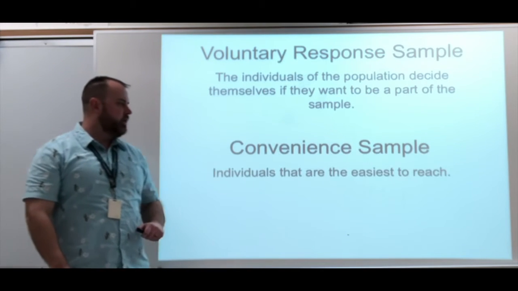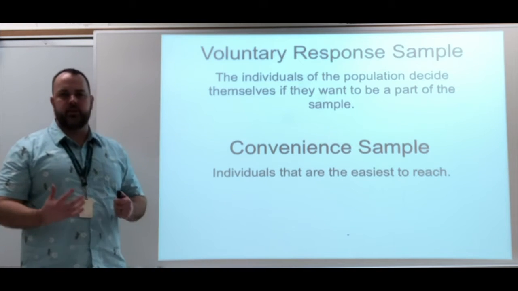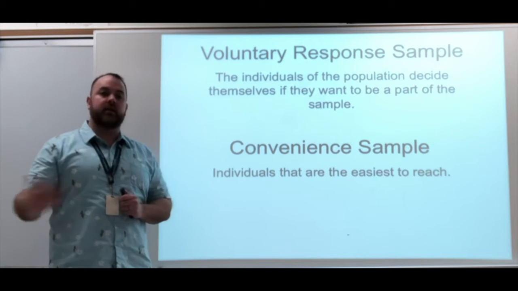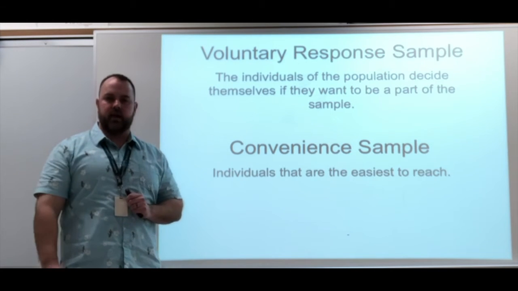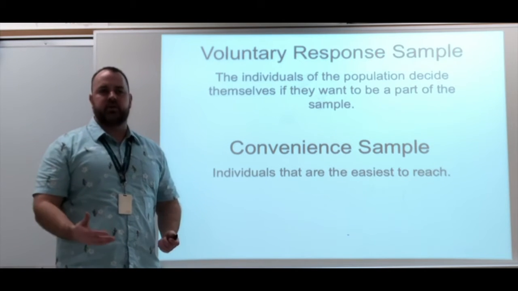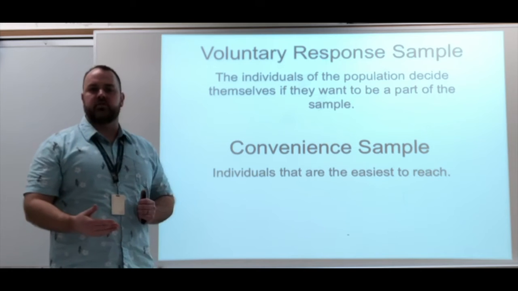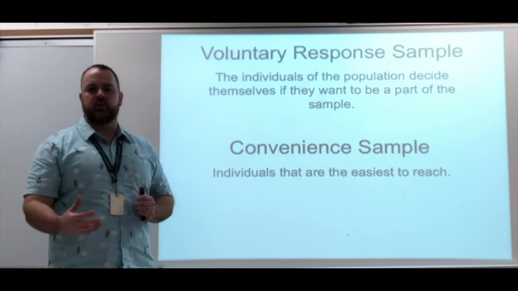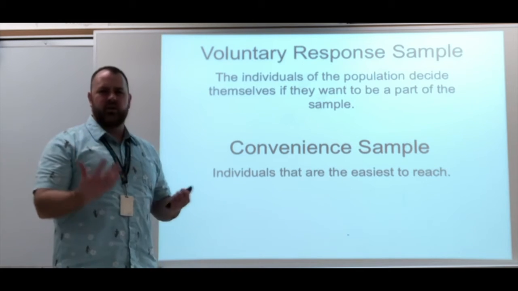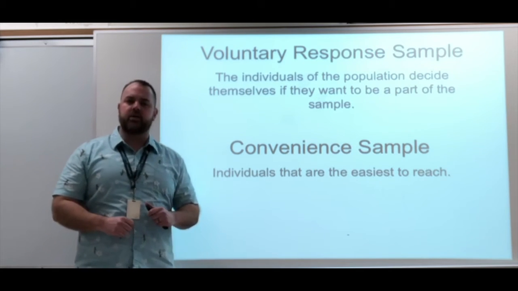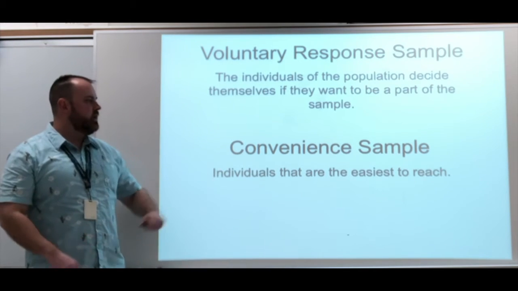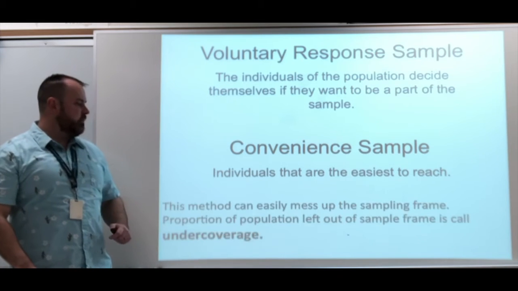A convenience sample: individuals that are the easiest to reach. So again, think about if I send a high school student down to the cafeteria and say, go find me 10 random students in the cafeteria. A lot of times they're going to walk down there and the first place they're going to go is where their friends are sitting. Those are going to be the 10 individuals that are selected. And friends are friends for a reason. They're like-minded, they think the same way. So again, it's not going to be representative of the population. With voluntary response sampling and convenience sampling, we're going to get lopsided results.